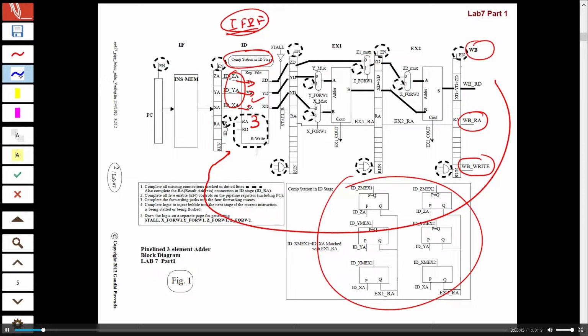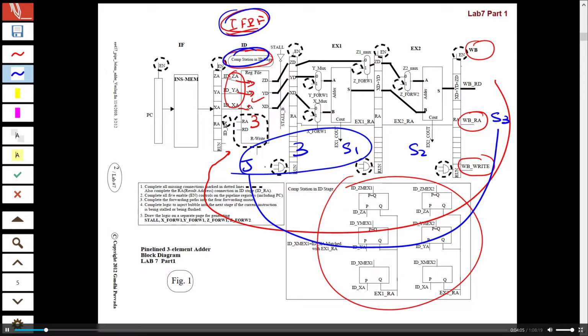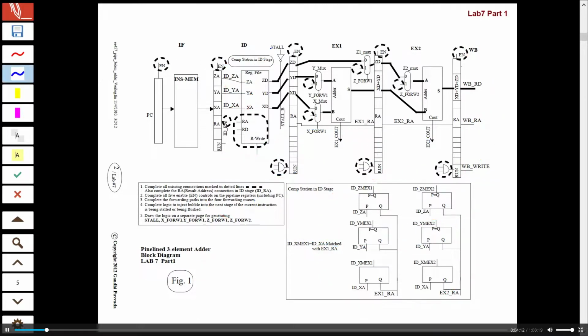Besides them, we need some more comparison units here to say, well, this junior, if he is dependent on this senior number 3, that is taken care of by the internally forwarding register file. But what if he is dependent on senior 1, senior 2? So these will be 3 comparisons and these will be 3 comparisons. So 3 plus 3 is 6 comparison units in the comparison station.